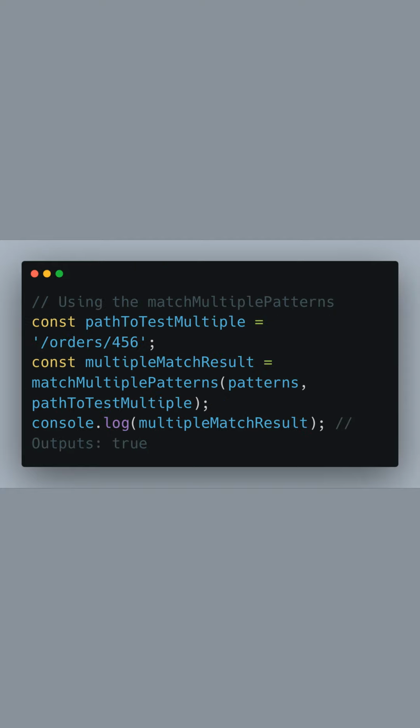Finally, we demonstrate the matchMultiplePatterns function with a real example. We test the path orders/456 against our array of patterns. Since one pattern matches order IDs with numeric values, the function returns true, indicating a successful match. This approach of consolidating patterns is scalable and efficient for handling a variety of URL routing scenarios within your application.